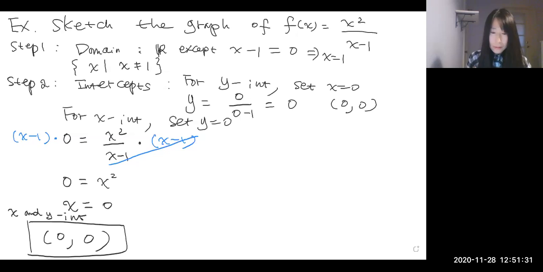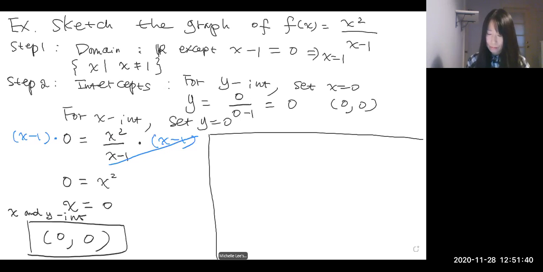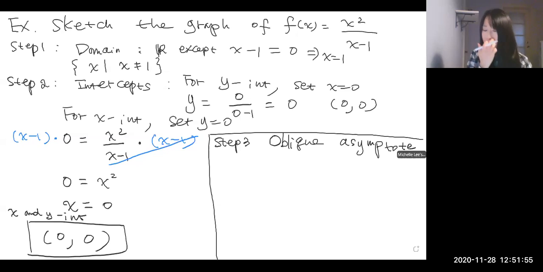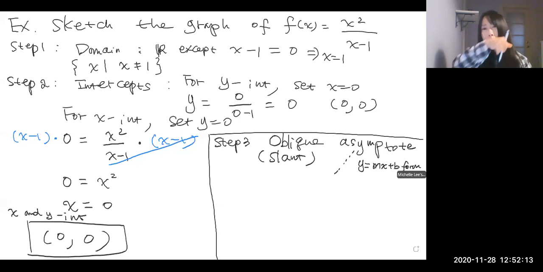We're going to find the oblique asymptote. Oblique asymptote, some other books call it slant asymptote, right? This oblique or slant asymptote looks like this: y equal to mx plus b form.